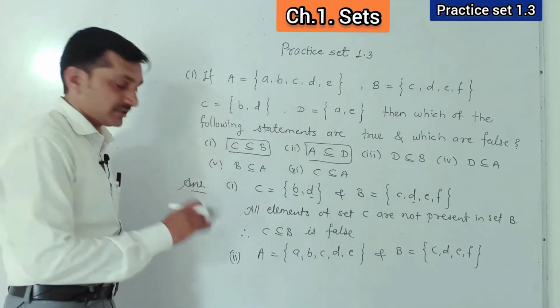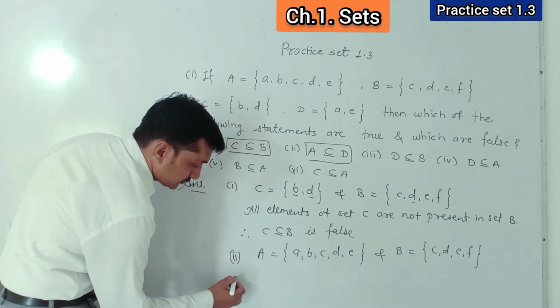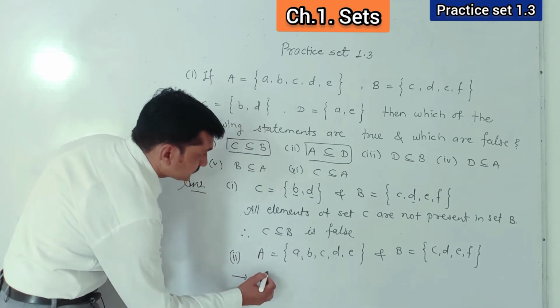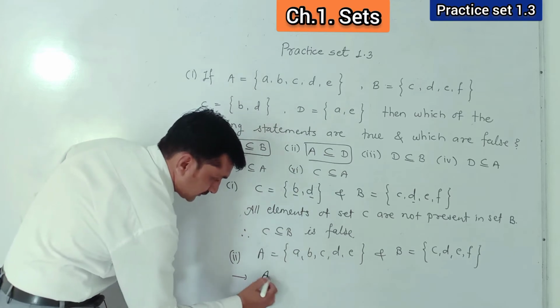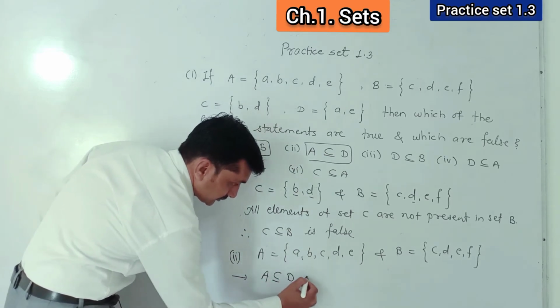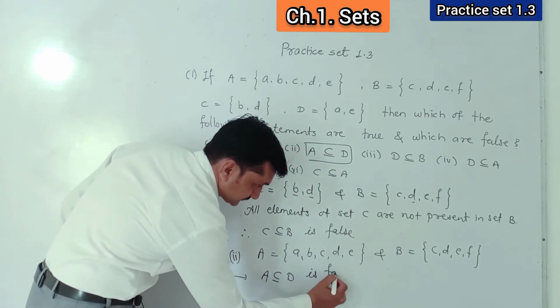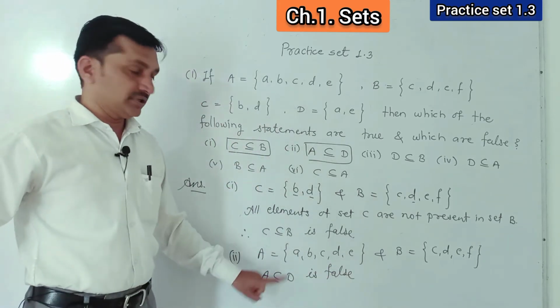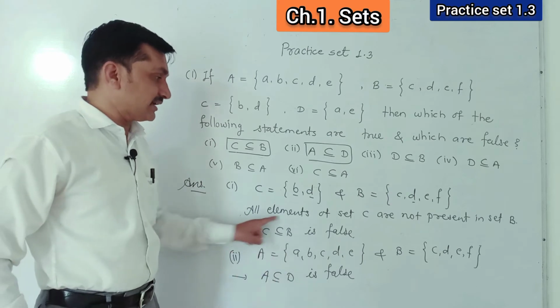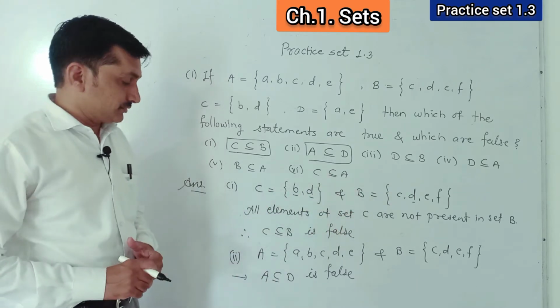Reason you write same. Here I write directly now: A subset of D is false. Okay, reason same. If there is false, then this reason you can write.